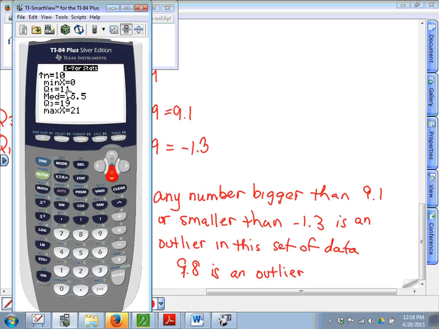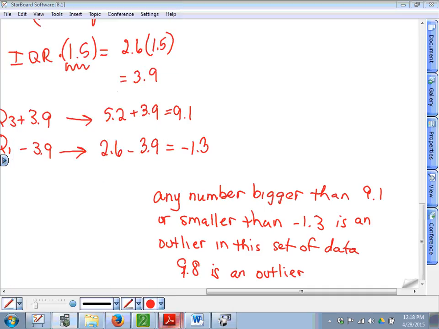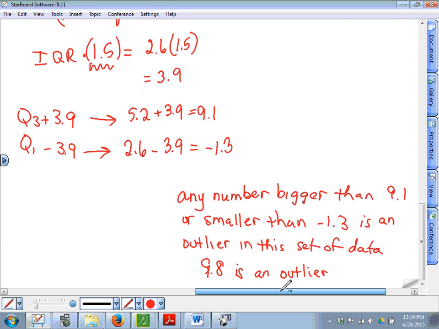So is 0 an outlier? Anything less than negative 1 would be an outlier, because 11 is Q1. If you subtract 12 from that, you get negative 1. So 0 isn't actually an outlier. That's how outliers work. Any questions on outliers? You find the IQR, you multiply it by 1.5, you add it to Q3, subtract it from Q1, and that sets your boundaries for outliers.